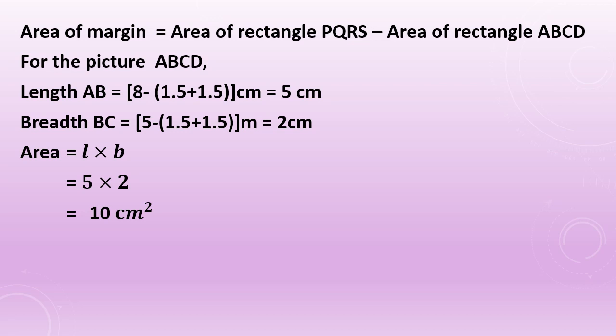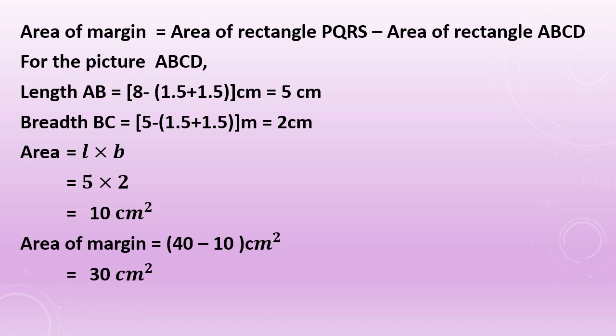Now what is the next step? Yes, we got the area of both rectangles. Now we have to find the area of the margin. So area of margin equals 40 minus 10 centimeter square, which gives 30 centimeter square, which is the area of the margin.